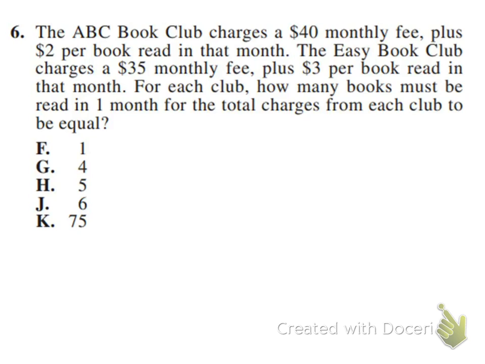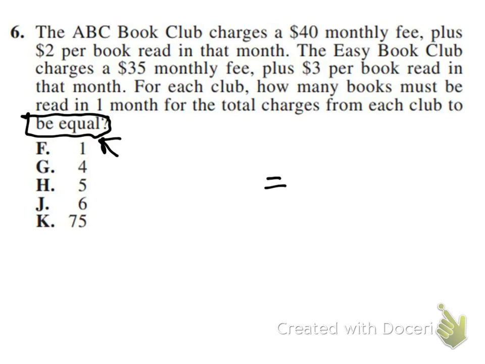Next question, number 6. The ABC Book Club charges $40 monthly fee plus $2 per book read in that month. The Easy Book Club charges $35 plus $3 per book read in that month. For each club, how many books must be read in 1 month for the total charges from each club to be equal? All right, to be equal, what are we going to be doing here? We're going to be solving an equation, right? We want these two things to be equal to each other.